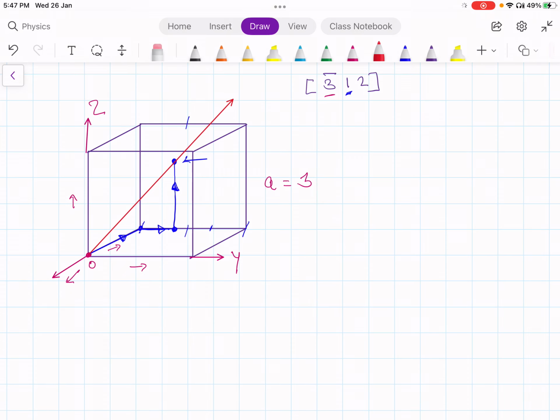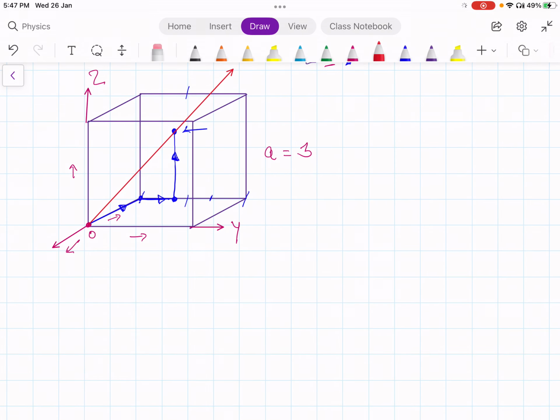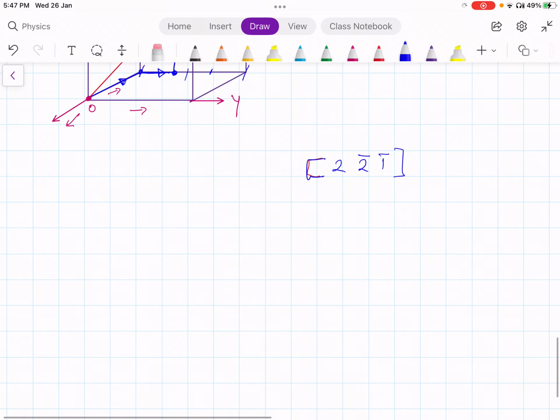It's very simple to draw the direction. I will take one more example. Let's say the index is, I am taking randomly, Miller indices of direction is say plus x-axis, let's say 2, bar 2 and bar 1. 2 bar 2 bar 1, and we have to show this direction.